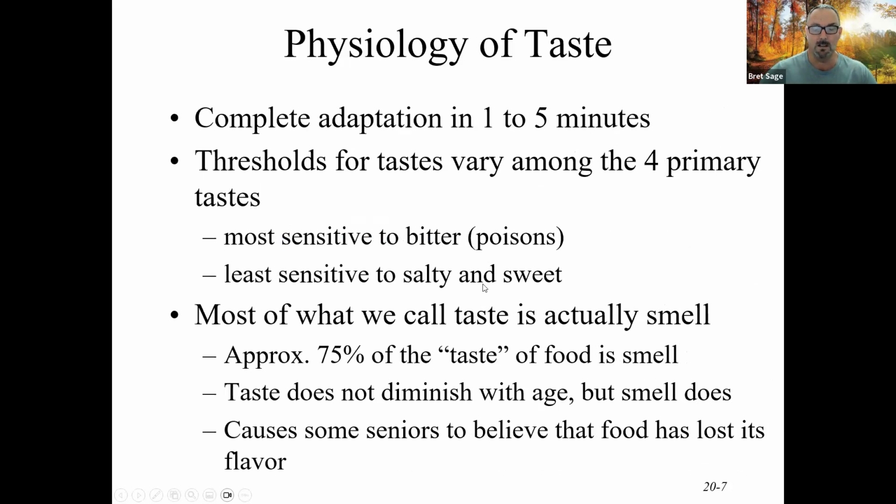Least sensitive to salty and sweet. This is why we have to add so much sugar and salt to our food, because we're less sensitive to it. And that's on purpose because our body wants us to get plenty of salt and sugar. Now, in the modern world, too much salt, but for our ancestors, getting enough salt was an issue. So being super sensitive to it wouldn't be helpful. Being less sensitive, you had to add more to taste it, and then you get more physiologically.